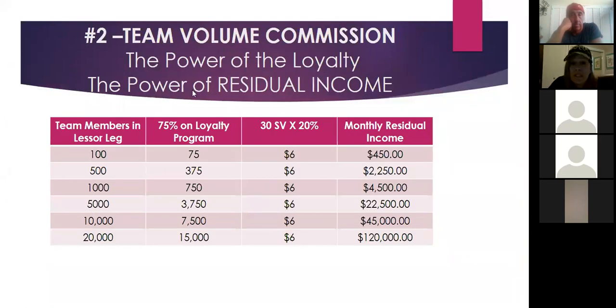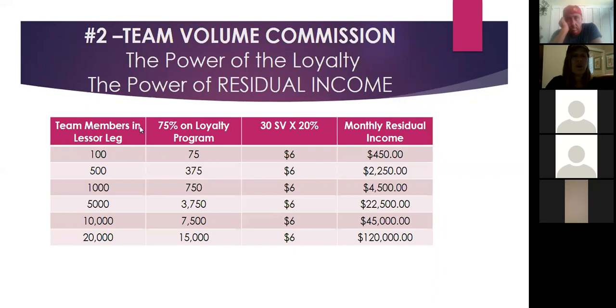Now let's look at the power of the residual. Let's look at loyalty. You know, I love this slide. This is probably one of my favorite slides, because if you want to get to, let's say, $450 per month residually in just residual income, you want to cover the car payment, and you want to do it through loyalty. Your first goal should be get 75 people on loyalty, right? Because 75 people on loyalty, 75 times 6 is $450. Or 100 people in your lesser leg. This is what it means.